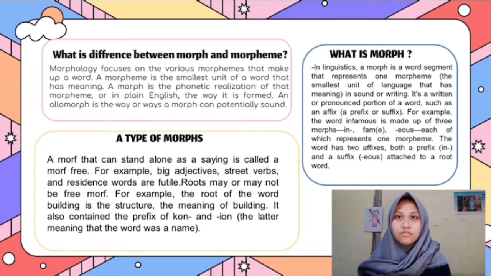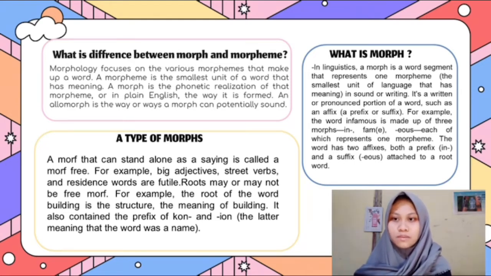Types of morph. A morph that can stand alone as a word is called a free morph. For example, big as an adjective, street as a noun, and residence are free morphs. Roots may or may not be free morphs. For example, the root of the word building is build, the structure, the meaning of building. It also contains the suffix ing, meaning that the word is a noun.